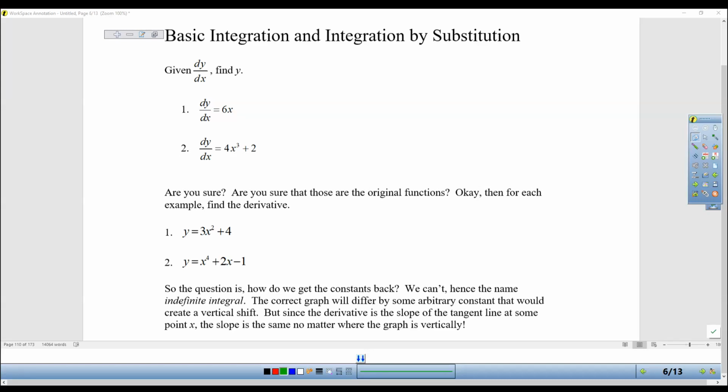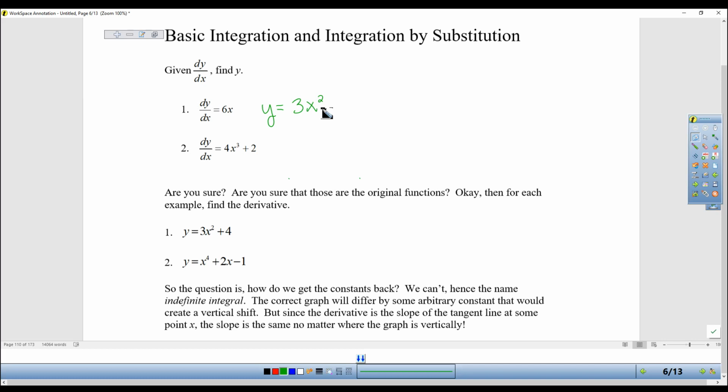Hello, everyone, and welcome to our first lesson in the unit on integration, basic integration and integration by substitution. So this is just doing derivatives backwards. If I gave you dy/dx is equal to 6x, the question is, where did it come from? Can you work backwards to figure out what y must have been? So the answer would be 3x squared.